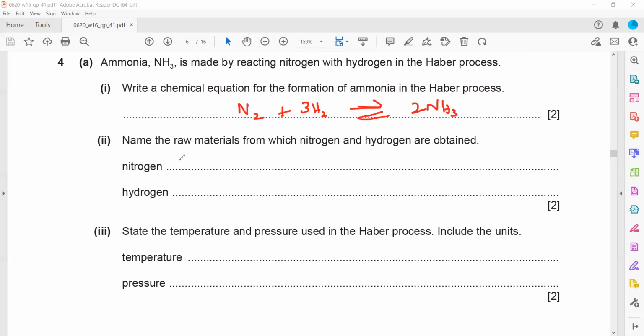State the temperature and the pressure used for this Haber process. So we use about 450 degrees centigrade, and a pressure of about 200 or 300 atm is used. So 450 degrees centigrade and 200 atmospheric pressure or 300 atm is used. High pressure is used. But in the contact process, we use only 2 to 3 atm.